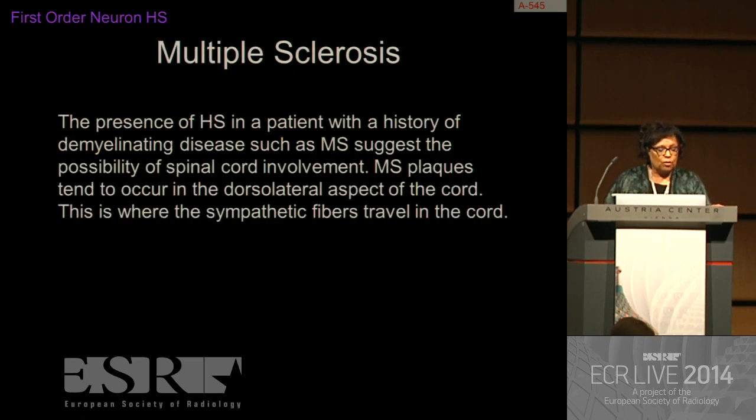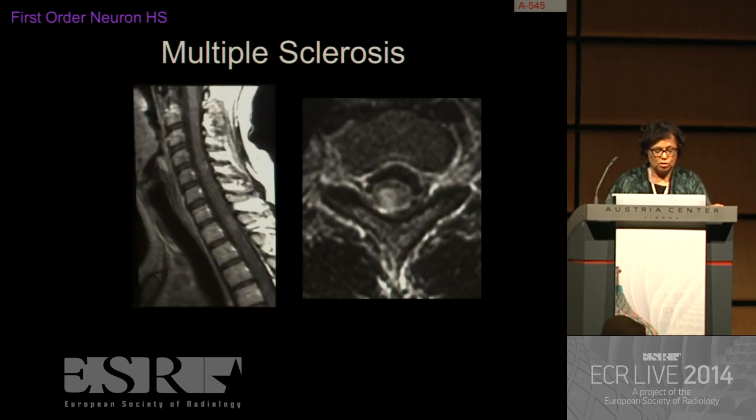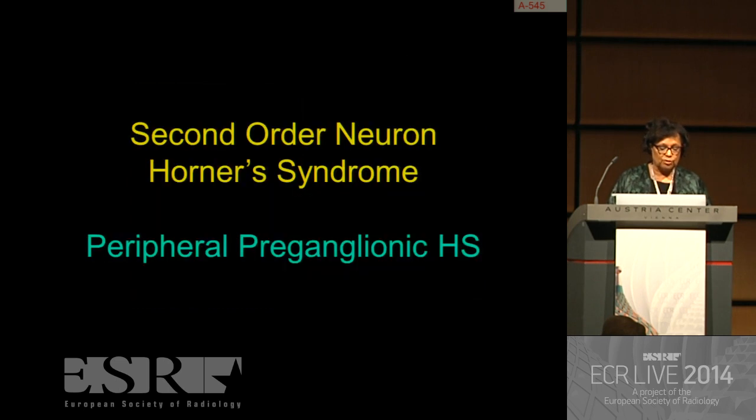The presence of Horner syndrome in patients with demyelinating disease, such as MS, suggests the possibility of cord involvement. And the MS plaques tend to occur on the dorsal lateral aspect of the cord, and this is where the sympathetic fibers are traveling in the cord. So here's a patient with MS. We can see the area where the plaque is located on the dorsal lateral aspect of the cord, explaining why this patient has a Horner syndrome.